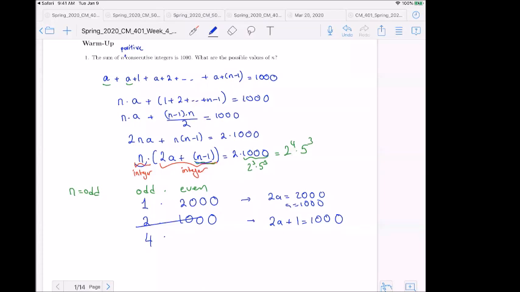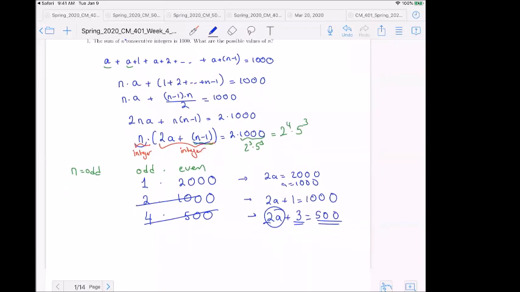If this is 4, then we know that 2,000 divided by 4 is 500, right? If that is 500, then we know that 2a plus 4 minus 1, which is 3, is 500. But we know it's not possible either, because 500 minus 3 is an odd number, and that is not divisible by 2. So this is not going to work.